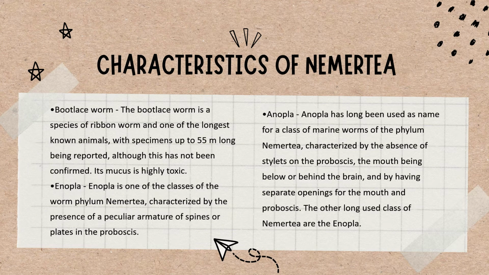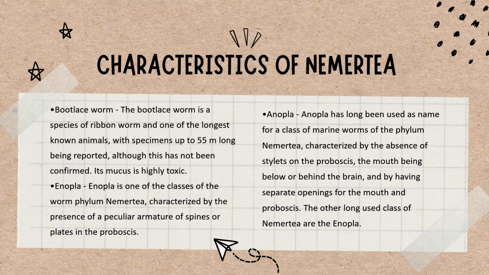Bootlace worm. The bootlace worm is a species of ribbon worm and one of the longest known animals, with specimens up to 55 meters long being reported, although this has not been confirmed. Its mucus is highly toxic.